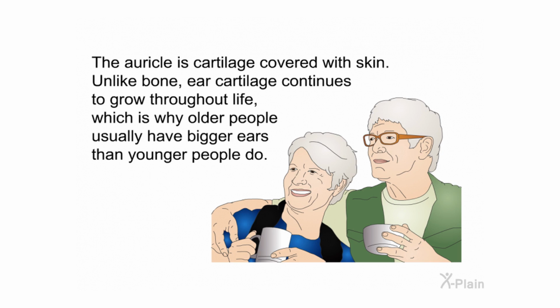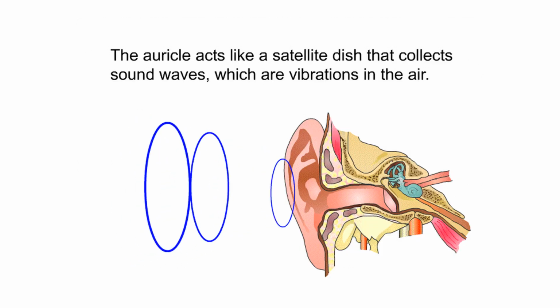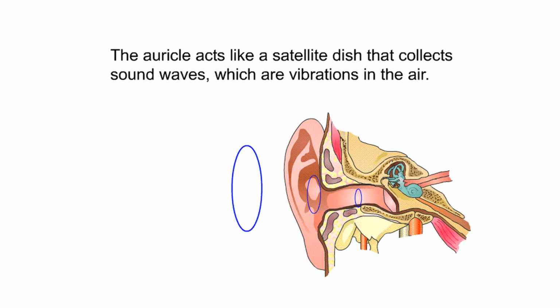The auricle is cartilage covered with skin. Unlike bone, ear cartilage continues to grow throughout life, which is why older people usually have bigger ears than younger people do. The auricle acts like a satellite dish that collects sound waves, which are vibrations in the air.